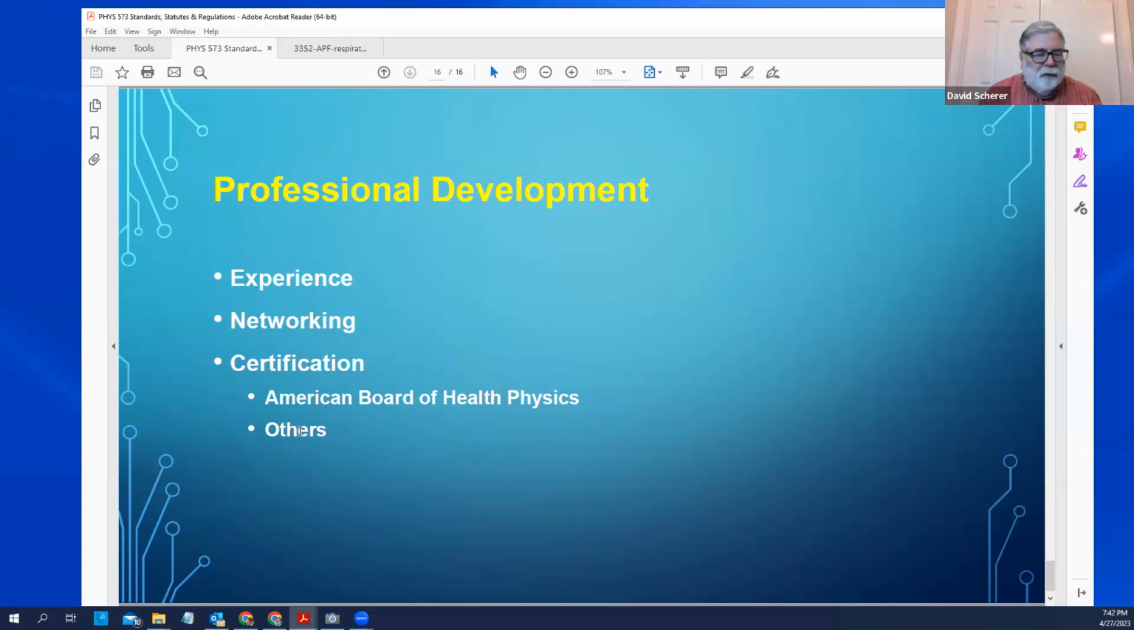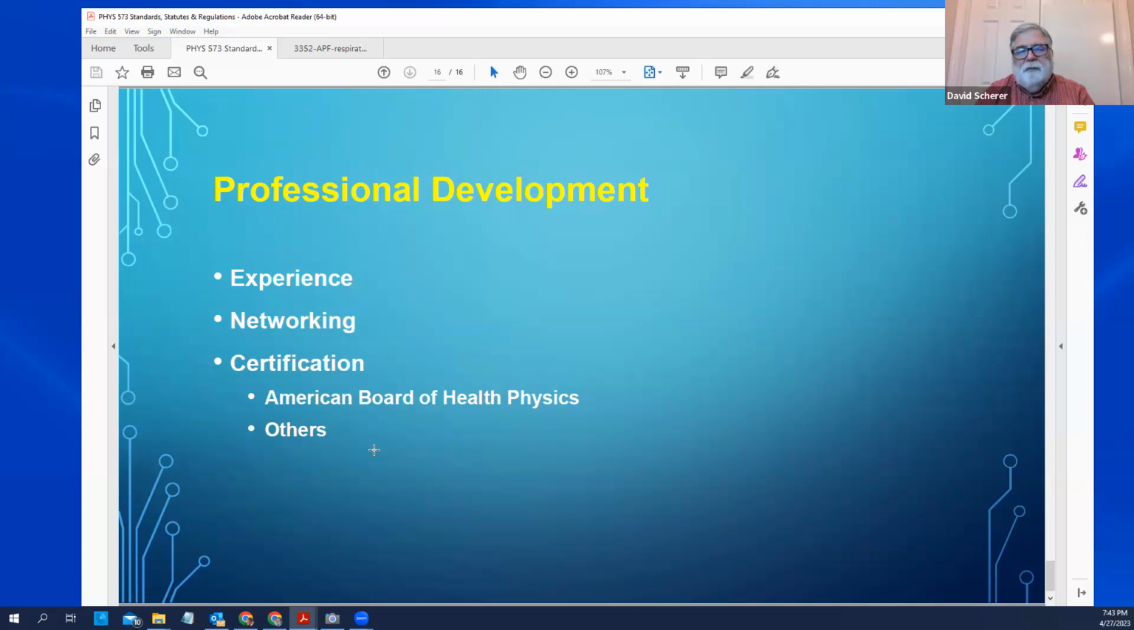There's another certification in our field called the Registry of Radiation Protection Technologists that registers radiation safety people at the technician level, more of an operational level, not as much theory as the ABHP operates at. There are certifications in fields that are adjacent to health physics that work in the same area.